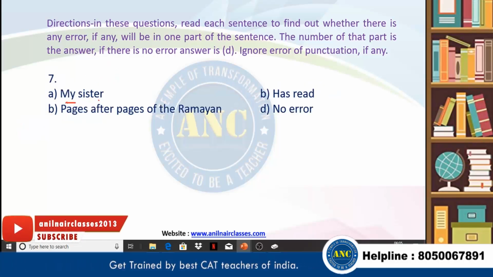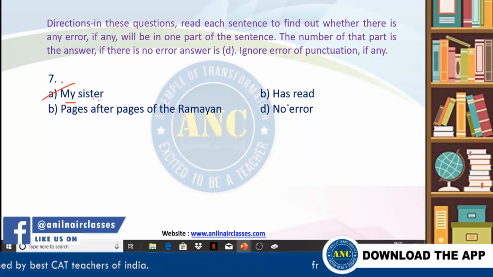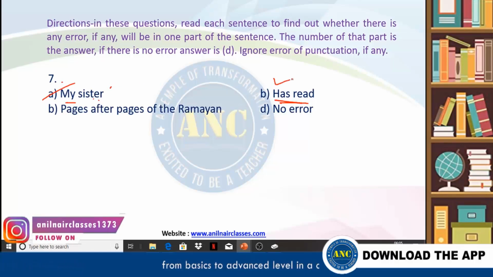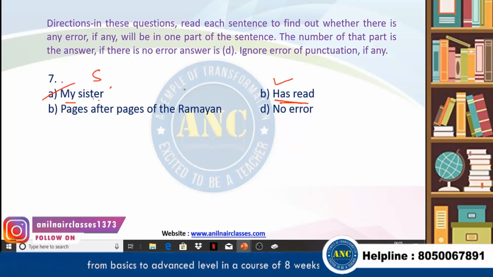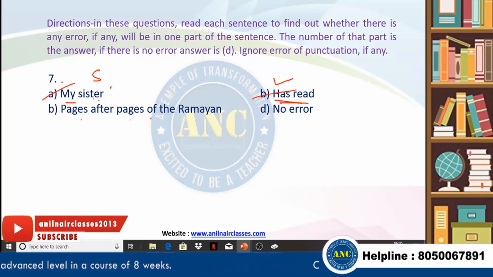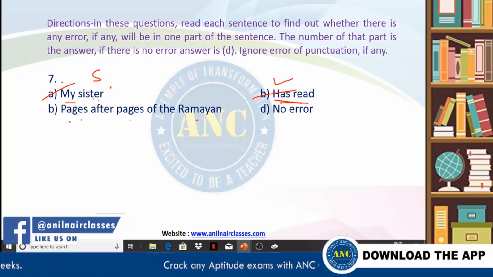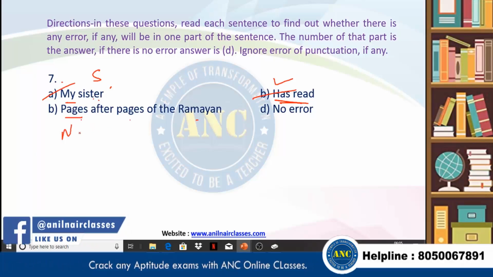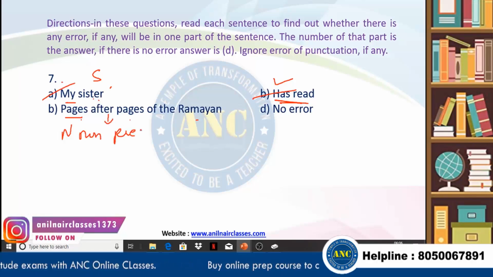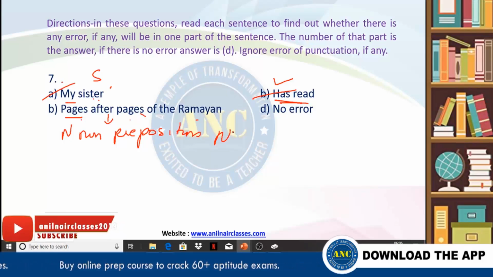My sister. My is a possessive pronoun. Sister is a noun. Absolutely fine. Has read. So who has read? My sister has read. Subject. This is verb. This is subject. Subject verb agreement is fine. I can get rid of B also. Pages after pages of Ramayana. Now this pages is a noun. After is my preposition. And then again pages is my noun.